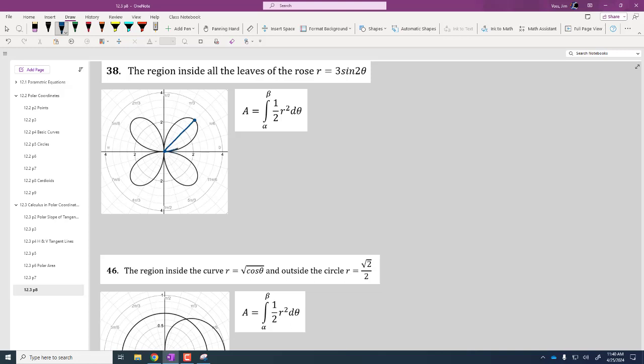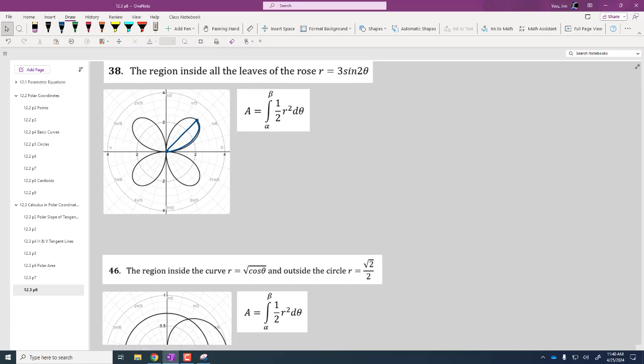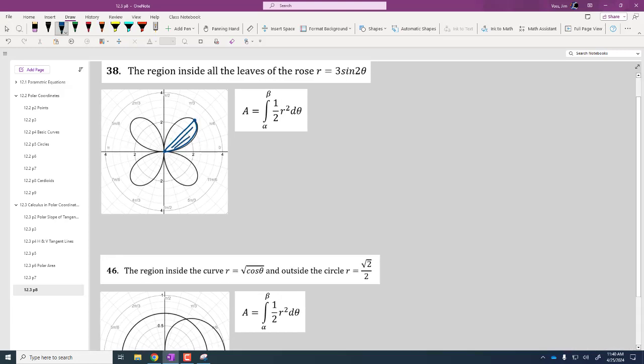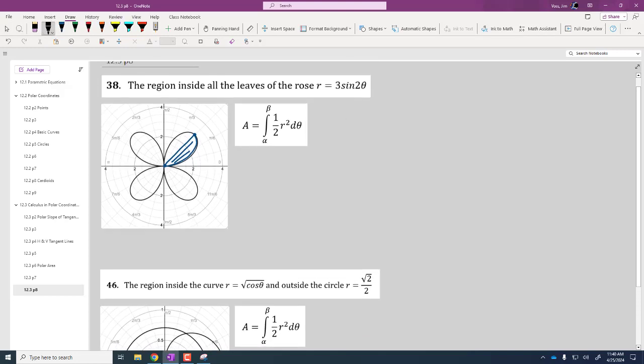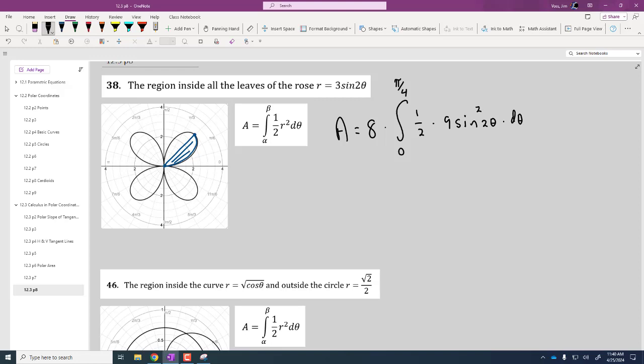So we integrate from 0 to pi over 4, and then multiply by 8, because we're first getting the area of half a petal. So our area is 8 multiplied by the integral from 0 to pi over 4 of 1/2 r squared d theta. 1/2 r squared is that thing squared, so 9 sine squared of 2 theta times d theta. That'll give us our total area.